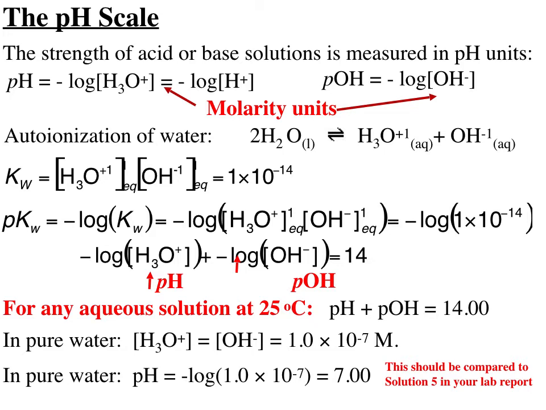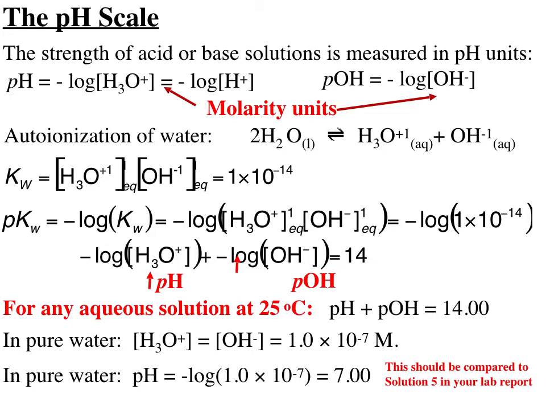So in any solution, whether it's acidic, basic, neutral, or salt in water, whatever you want to dissolve in water, it's always true that the hydronium ion concentration raised to the first power times the hydroxide ion concentration raised to the first power is 1 times 10 to the minus 14. Any aqueous solution has this equilibrium expression.